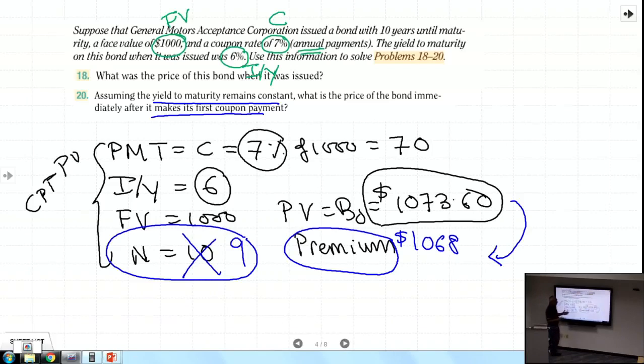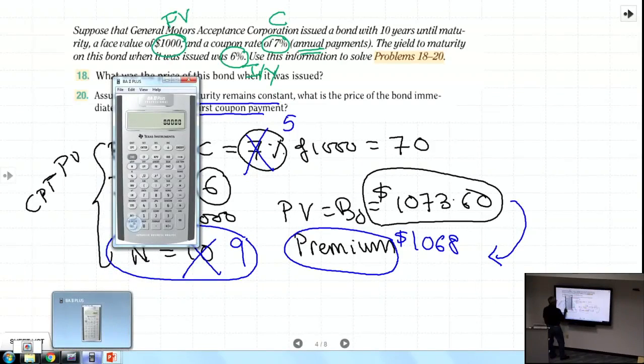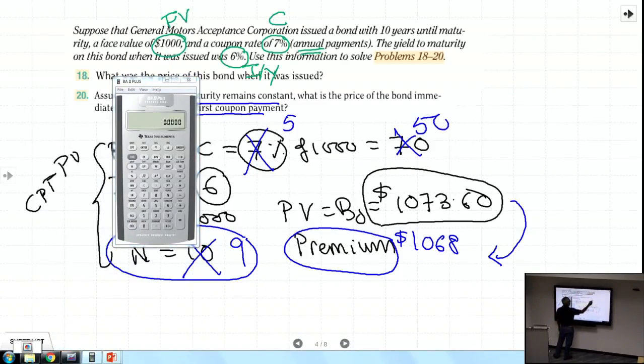Had this been a discount bond, so you can try this. Had this been a discount bond, instead of using 7% over here, let's say you use 5%. Okay, so let's try this over here. Clear everything. We are going to use a 5%. That means our coupon payment is going to be 50. So we will have 50 as our payment, and we will first try N as 10, and we will compute present value. So as I mentioned, this bond is now a discount bond. 926 is the price of the bond.